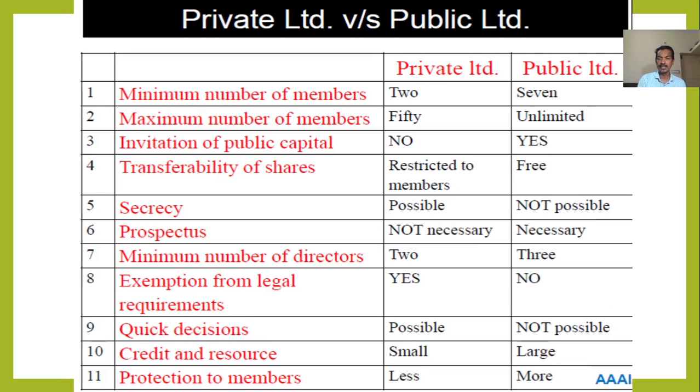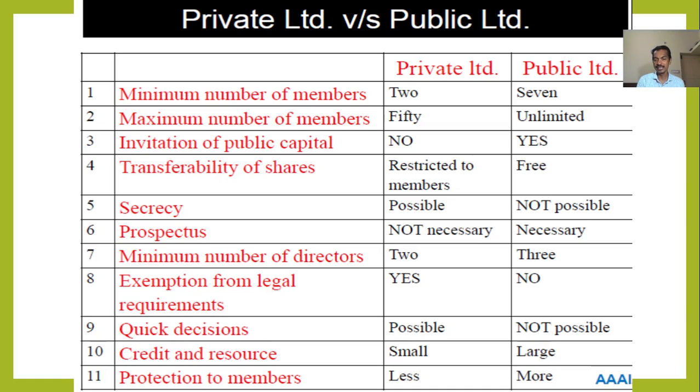Next, private limited and public limited company. Minimum number of members in private limited is 2, but in case of public is 7. The maximum number of members is 50 in case of private and unlimited in case of public. Invitation of public capital, it's a no. In case of private, it is only among friends or relatives. In case of public limited, yes. Transferability of shares, a restriction to the members only, either among relatives or friends. But in case of a public limited company, it is free.